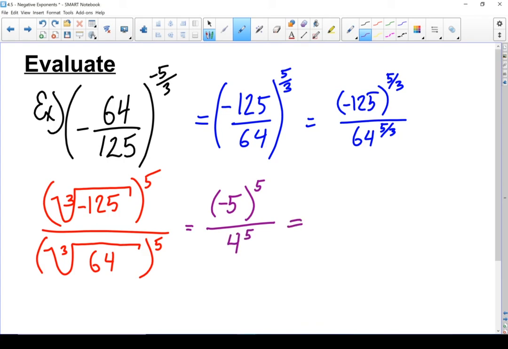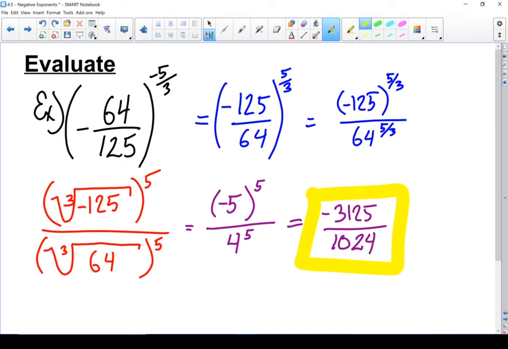And last, negative 5 to the power of 5 is negative 3,125. 4 to the power of 5 is 1,024. And that is my final answer. Just remember to follow your rules.